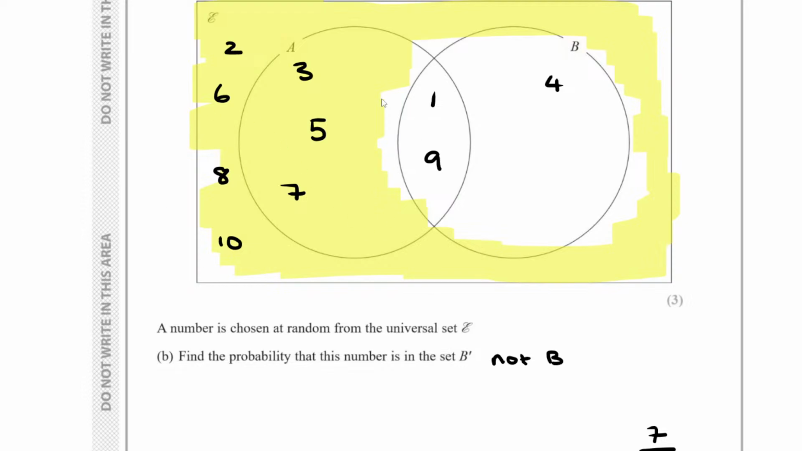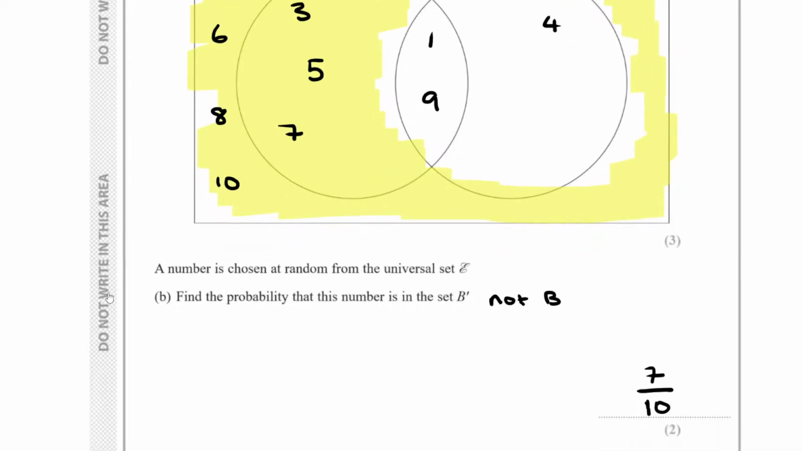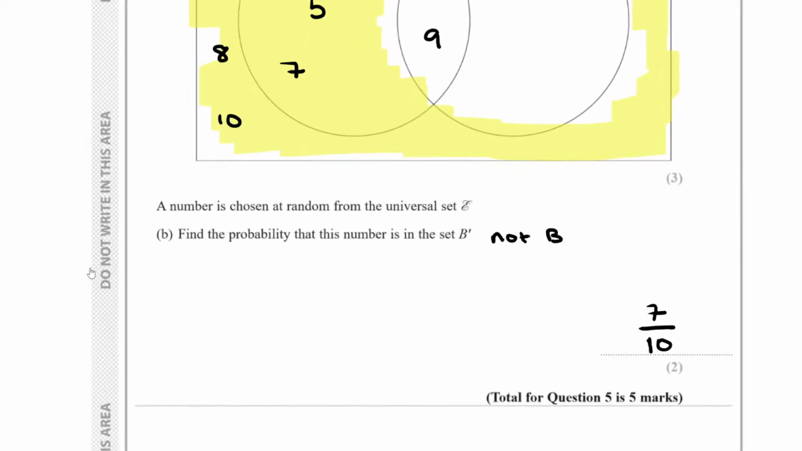It's literally just that. Identify the section that they're referring to and then put it out of, if they've said the universal set, then out of the whole set. Let me scroll down because I don't think we can see that answer there. There we go, 7/10 for not B. It's 2 marks because literally it's 1 mark for the numerator, 1 mark for the denominator.